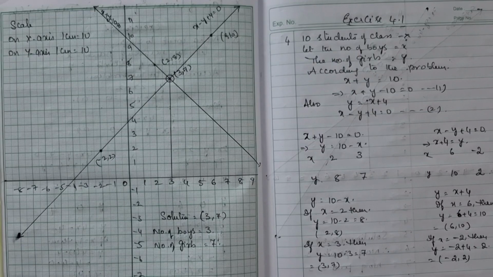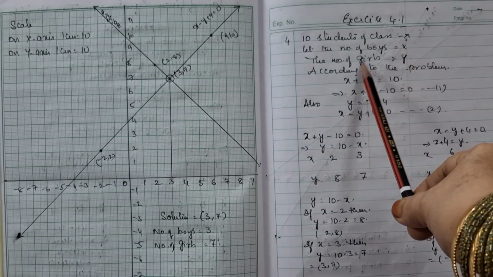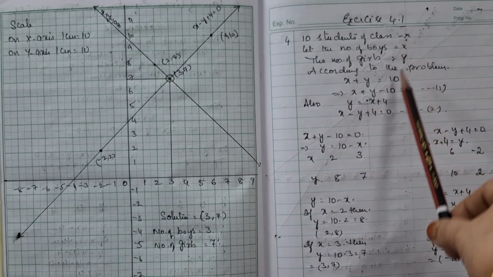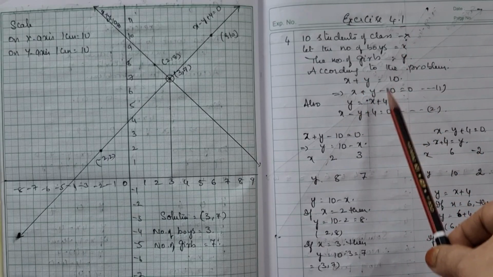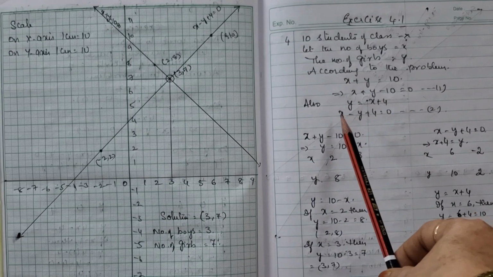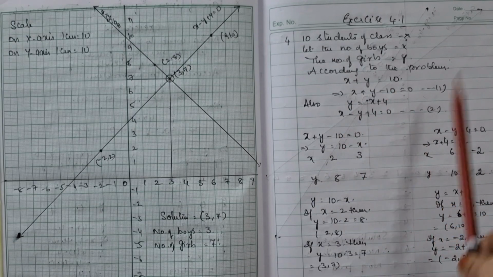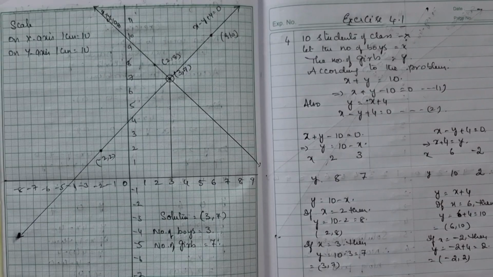Next, the other point: the number of girls is 4 more than boys. Girls are y, y is equal to 4 more than boys, boys are x, so x plus 4. So this is the second equation: x minus y plus 4 is equal to 0. This is the second equation. So these two equations I need to solve graphically.